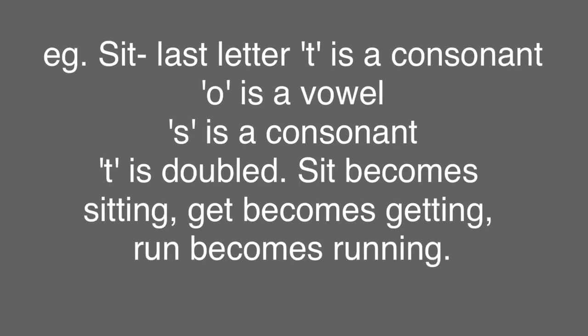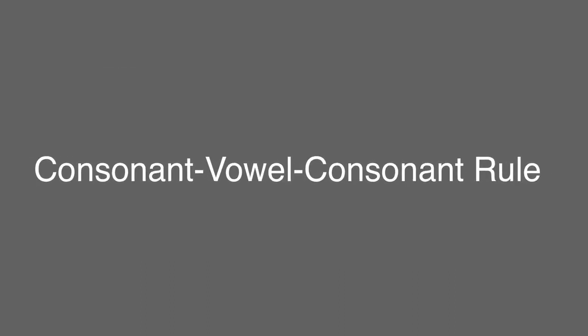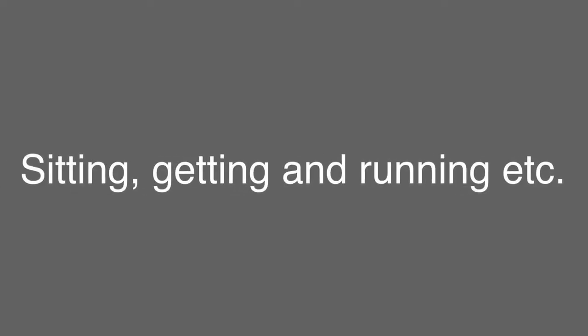For example, S-I-T, sit. T, the last letter, is a consonant preceded by the vowel I, which is again preceded by the consonant S. So you see, it follows the CVC rule, that is the consonant vowel consonant rule. Therefore, the last letter T is doubled. For example, sitting, getting, running, etc.